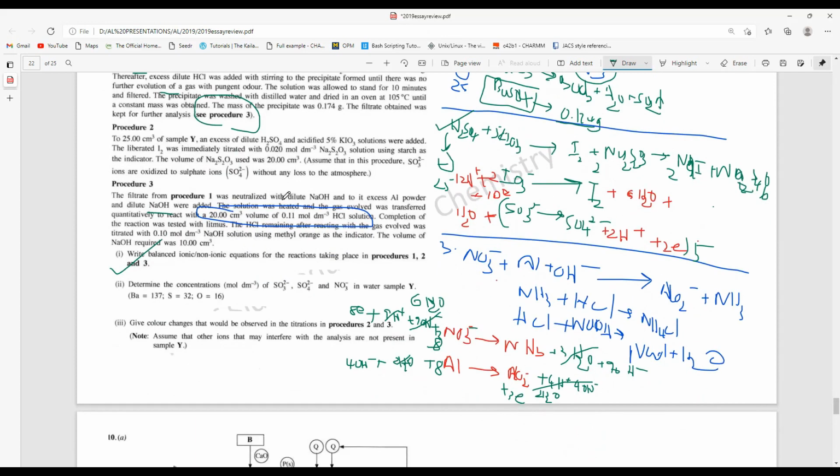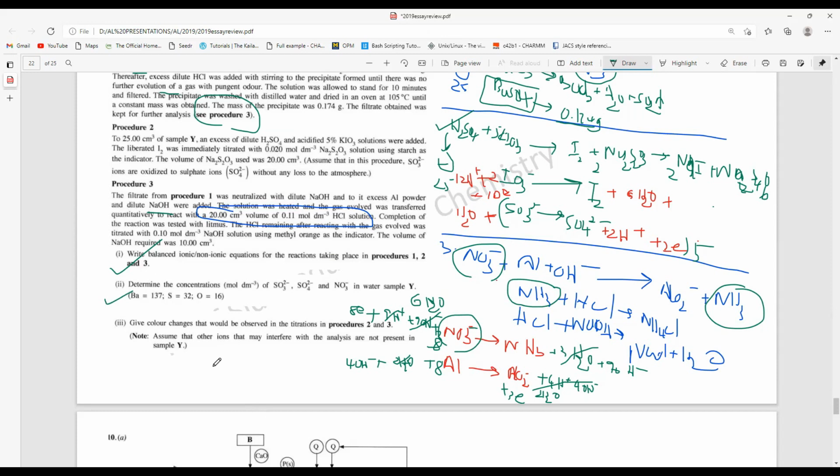And in the last step, it is also very similar. So you have the initial amount of HCl. You know the remaining amount of HCl. So subtracting the remaining amount from the initial amount, you can find the amount of HCl that reacted with the ammonia formed. And when you know the ammonia formed amount, you will automatically know the amount of nitrate. Okay, so these are very simple things.